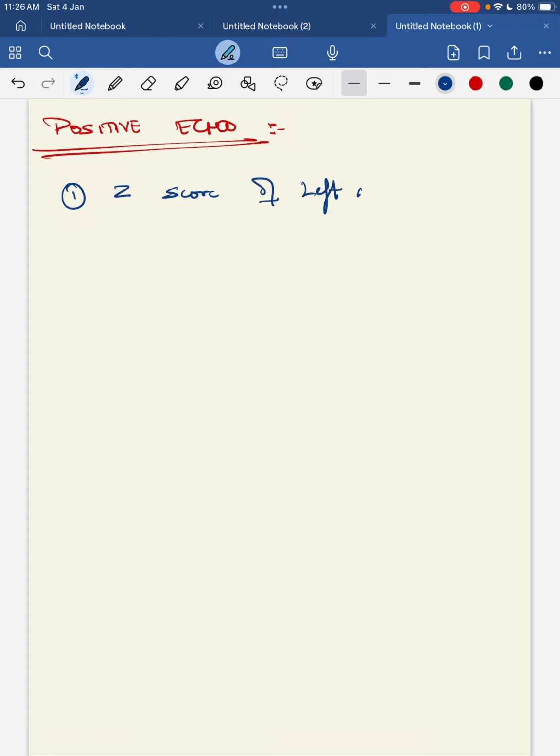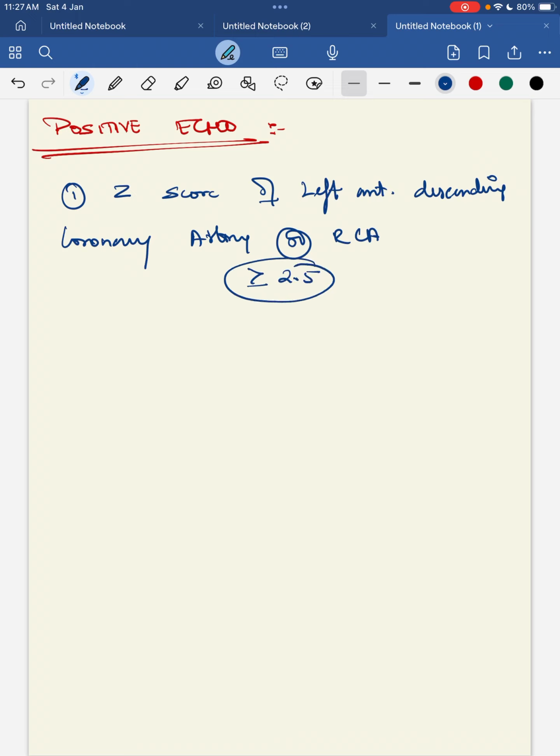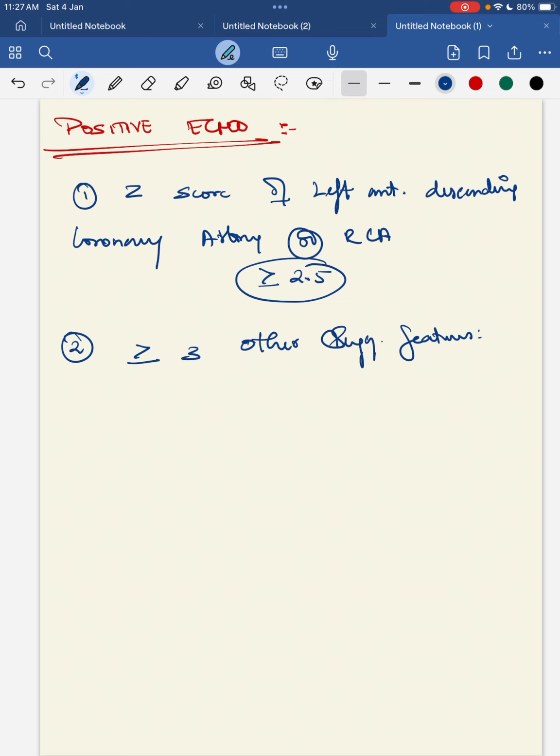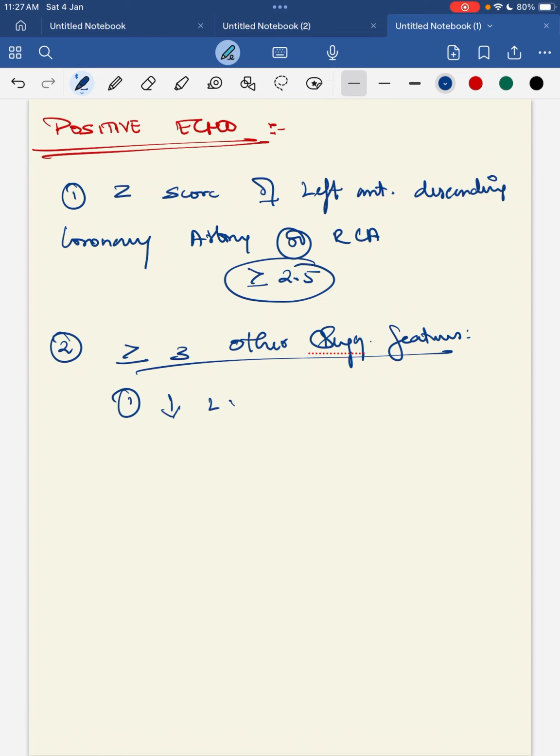Second, if there are more than or equal to 3 other suggestive features, other than your coronary artery abnormalities, which include: one is decreased left ventricular function; second, mitral regurgitation; third, pericardial effusion. Then you consider the child to have a positive echo. Or when the Z score of your left anterior descending artery or your right coronary artery is between 2 to 2.5, then also you consider the child to have a positive echo. Then you start treatment for this child.